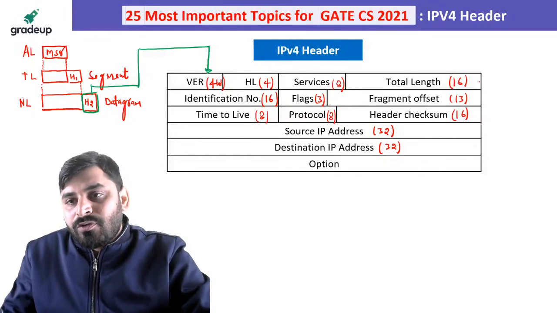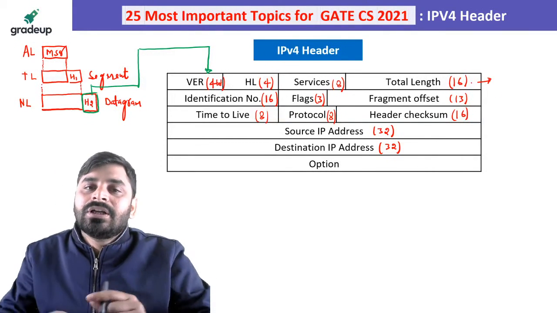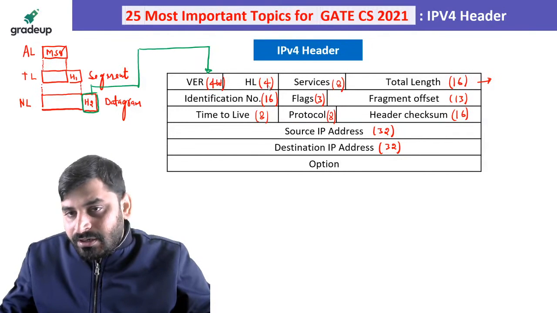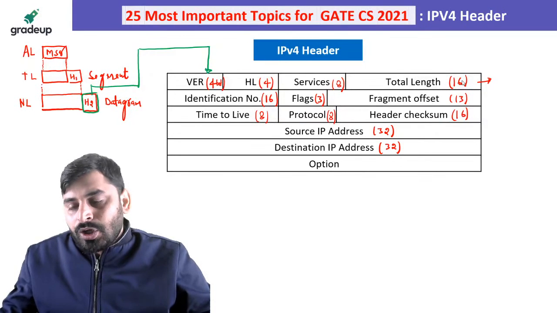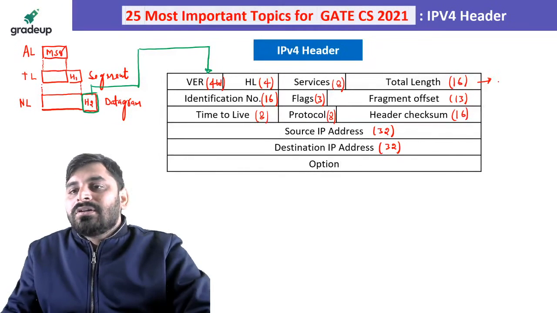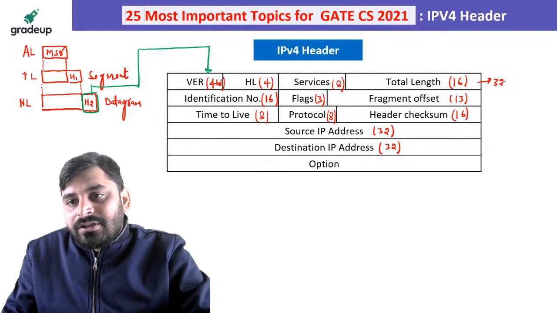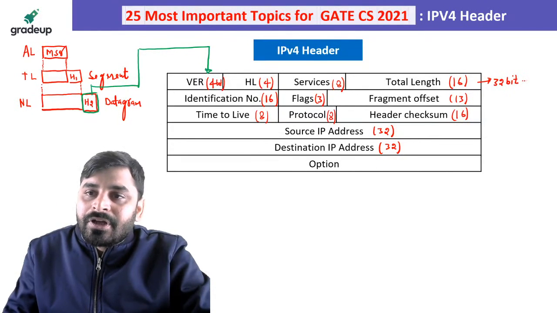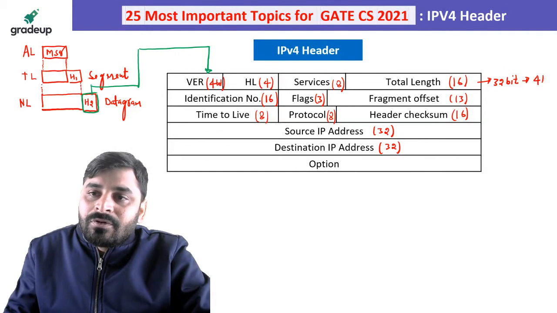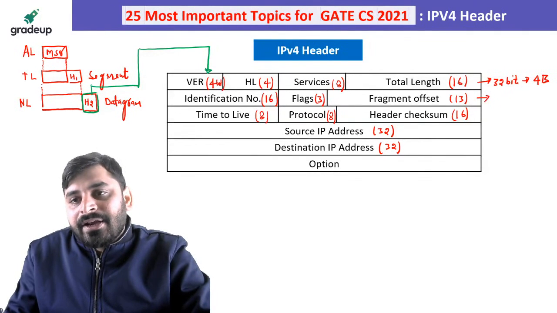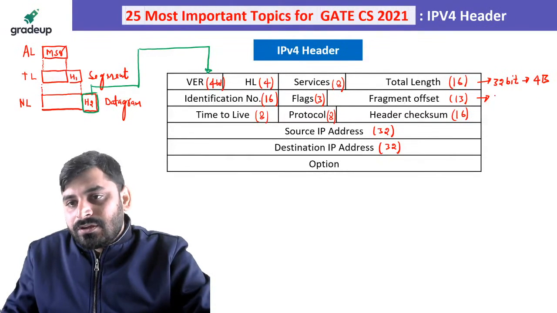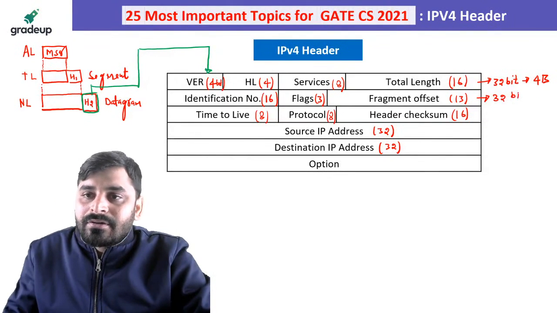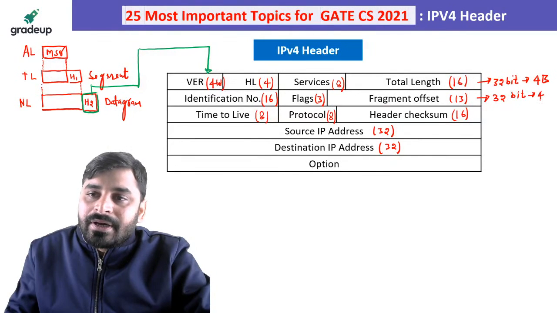If I read the first row, my dear friends, the version is 4 bit, header length is 4 bit, 4 plus 4 is 8, service is 8 bit, 8 plus 8 is 16, 16 plus 16 is 32. So the entire first row is nothing but 32 bit. The first row is 32 bit. 32 bit means the first row is 4 byte. If I count the second row, it is a 16 bit identification number, 16 plus 3 is 19, 19 plus 13 is 32. So this is also, guys, 32 bit. This is 4 byte.